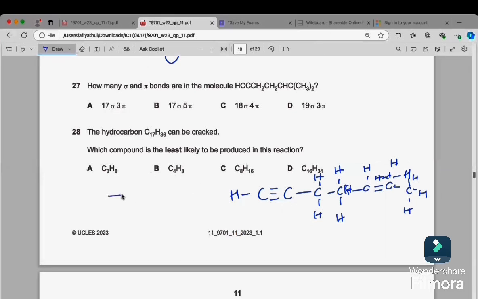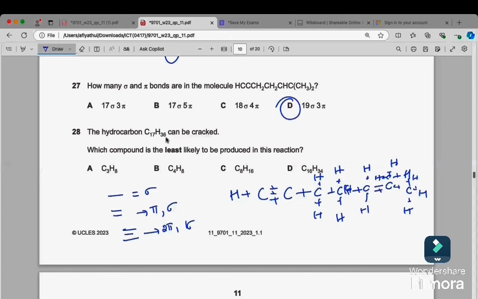Start counting. So every single bond will have a sigma bond, and in the double bond you will have 1 pi and 1 sigma, and in the triple bond you will have 2 pi and 1 sigma bond. So let's count the sigma bond. 1, 2, 3, 4, 5, 6, 7, 8, 9, 10, 11, 12, 13, 14, 15, 16, 17, 18, and one more was here, 19. So the option should be D with the 1 and 2 pi as well as 1 pi is over here. So the option is D.